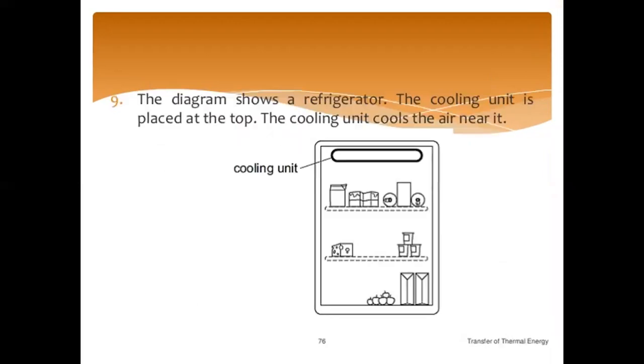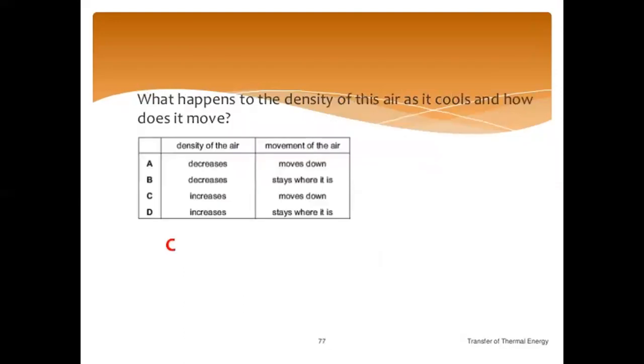Now here the diagram shows a refrigerator. The cooling unit is placed at the top. The cooling unit cools the air near it. So the question is, what happens to the density of this air as it cools, and how does it move? Now, density of air in the first column and movement of the air in the second column.